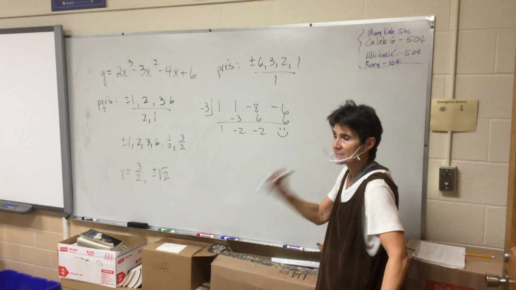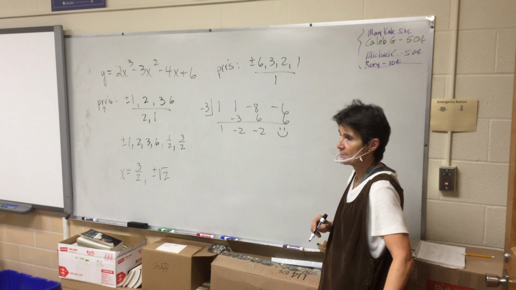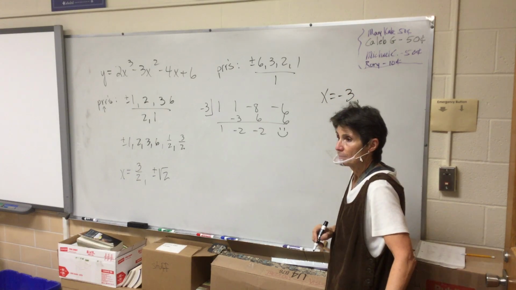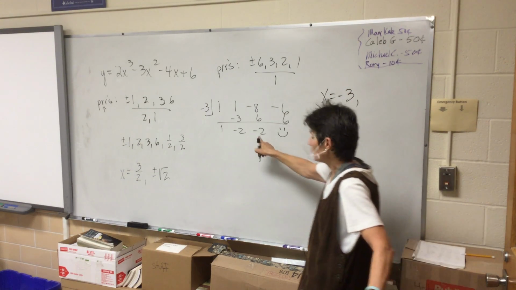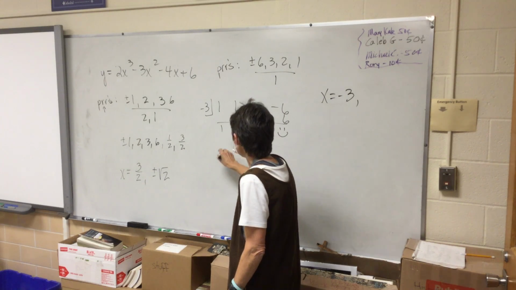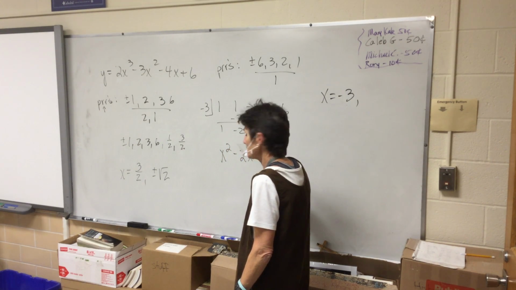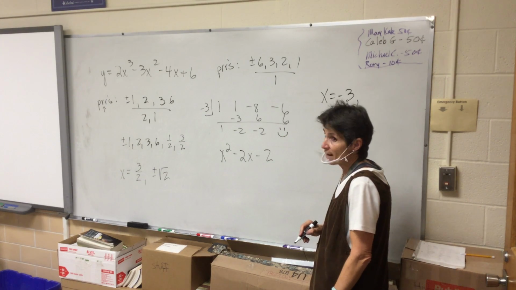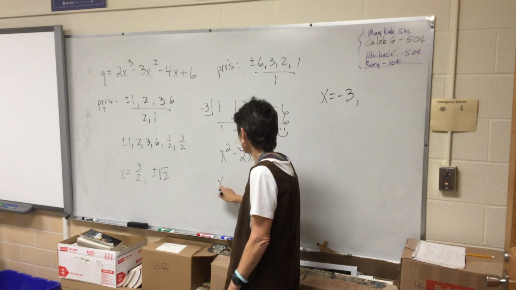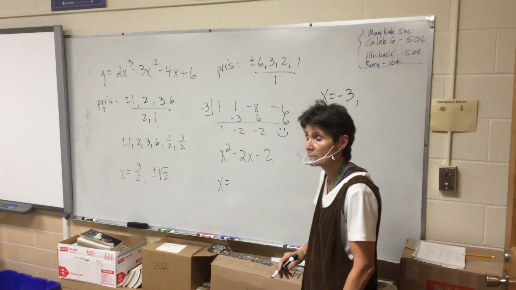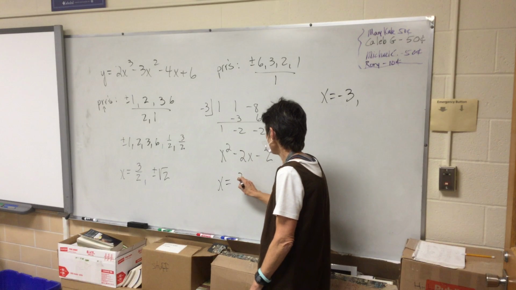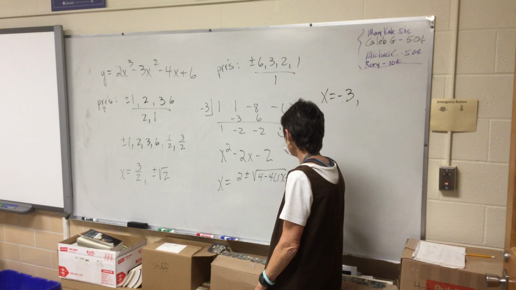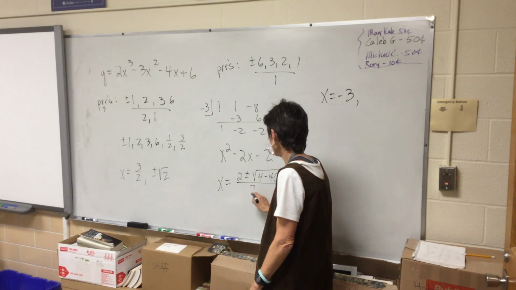So what's the next step? My job is to find all the zeros. So what do I do now that I know one of them is -3? I take what's left, which is x squared minus 2x minus 2. And that does not factor, so I'm going to use my quadratic formula. You could also complete the square if you wanted to. -b plus or minus the square root of b squared minus 4ac all over 2a.